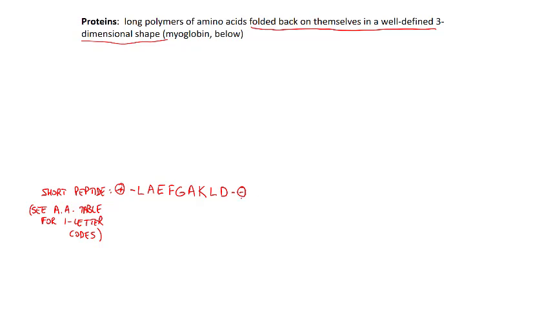And then what do we have? Well, we've got a bunch of side chains. All right, so what kind of properties do these side chains have? Leucine is nonpolar. Alanine is nonpolar. Glutamic acid is negative at neutral pH. Phenylalanine is nonpolar. Glycine is nonpolar. Alanine, nonpolar. Lysine, positive. Leucine, nonpolar. Aspartic acid, negative.